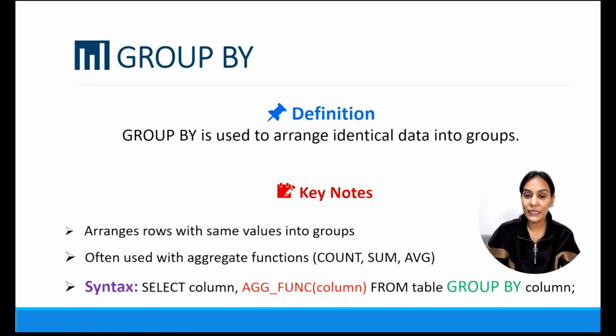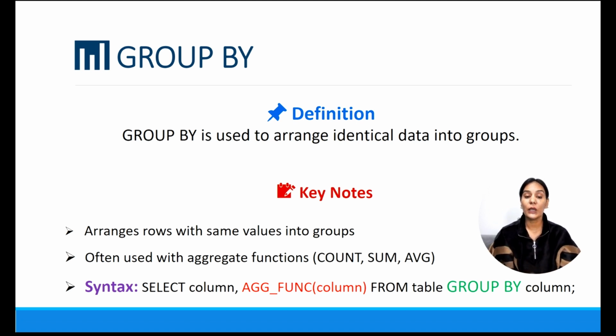GROUP BY is used to arrange identical data into groups. So the key note here is to arrange rows with similar values into groups. It is often used with aggregate functions. If you have missed the aggregate function video, please check below in the description. I am providing a link to watch that one and then move here.